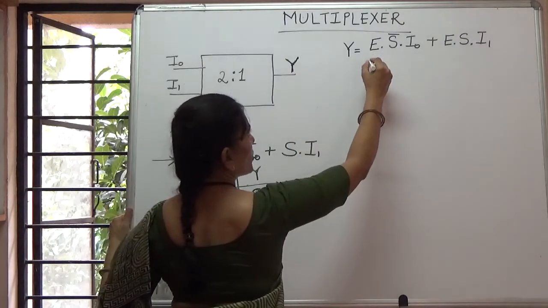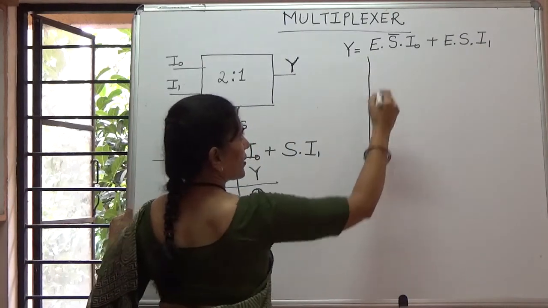So now we have two inputs. One is E, the other is S.